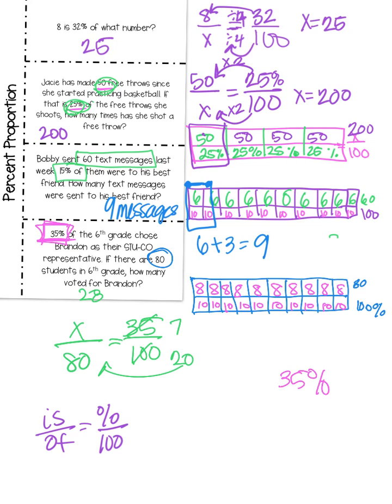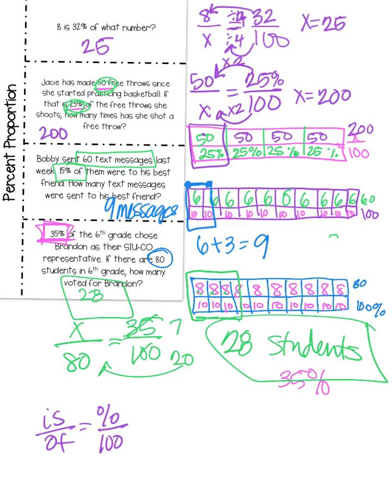So that tells me I need 10, 20, 30, and then half of this one. So 8 plus 8 is 16, plus 8 is 24, plus half of 8 is 4, 28 students. Same answer. Okay? So make sure you get all of this written down on that section right there.